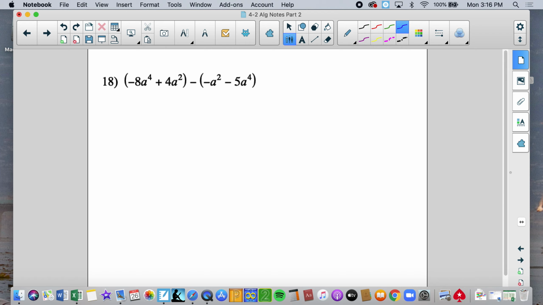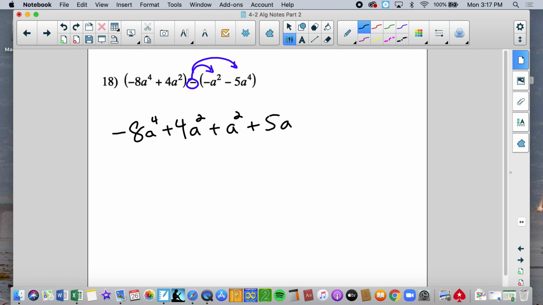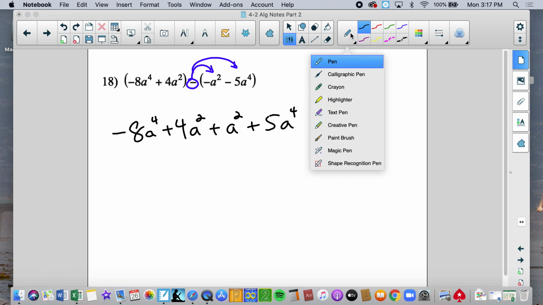And the last one we're going to do is this. So that becomes negative 8a to the fourth plus 4a squared. The opposite of negative a squared is positive a squared. The opposite of negative 5a to the fourth is positive 5a to the fourth.